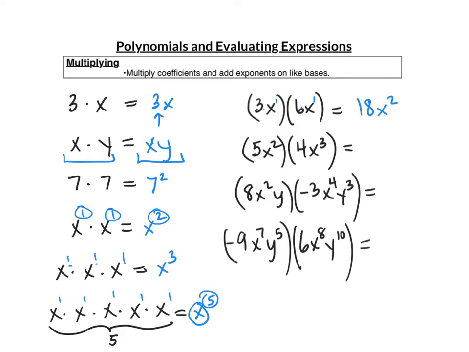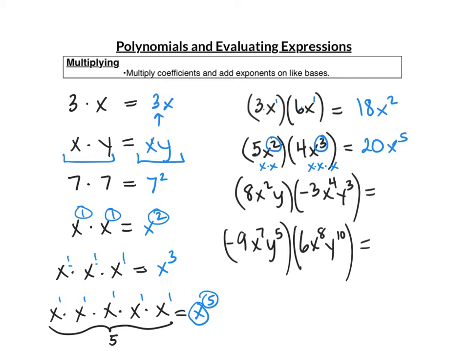5x squared times 4x cubed. Well, again, I'll take 5 times 4 because I can multiply in any order. That's 20. I've got x times x here, and I've got 3 of them here. They're going to be 5 altogether, x to the 5th. And again, I'm adding my exponents. 3 and 2 make 5.